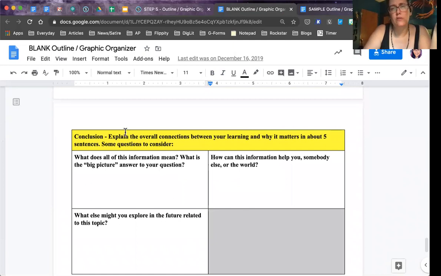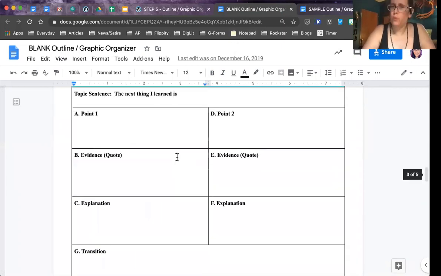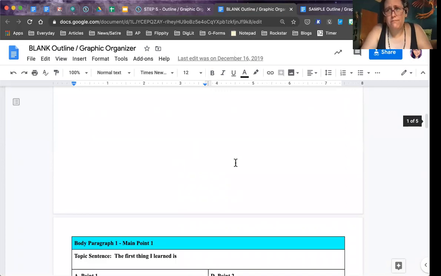And then finally, for the conclusion, very similar to the introduction, I walk you through what you can talk about. And the goal is that you're filling in each of these little blocks, and then they're ultimately going to turn into paragraphs in your final paper. So this is your doc. This is what it's going to look like. As you can see, it is pretty intense.